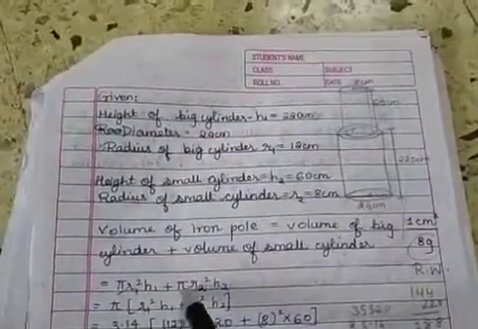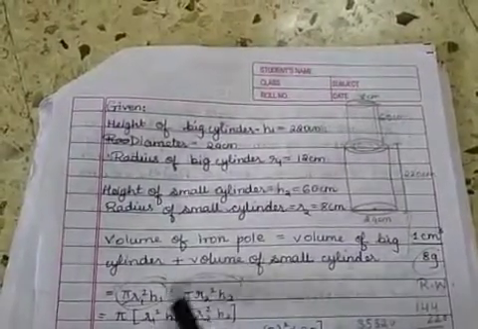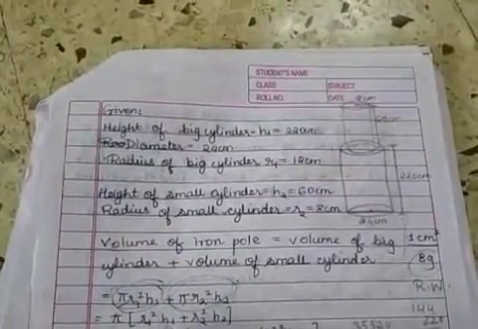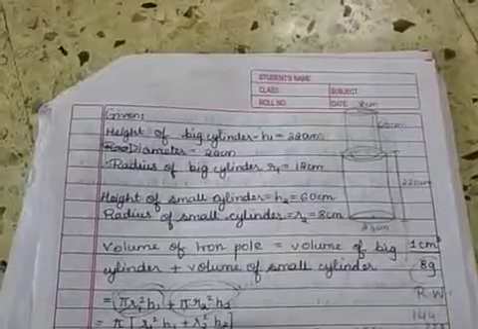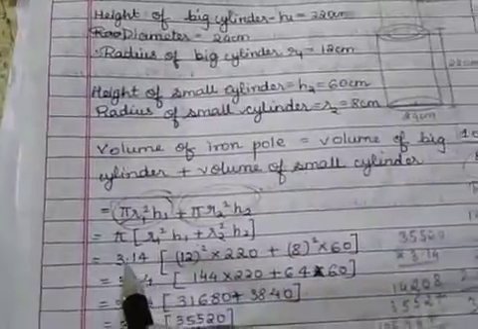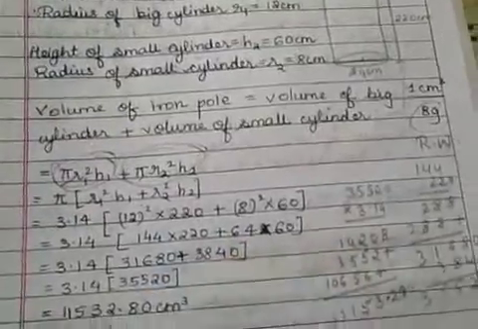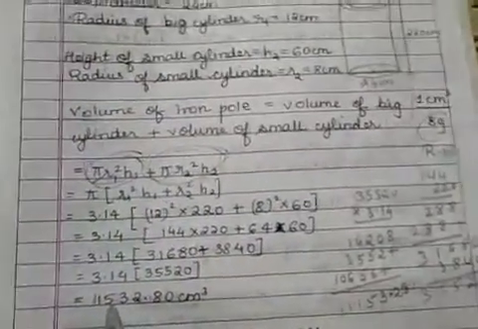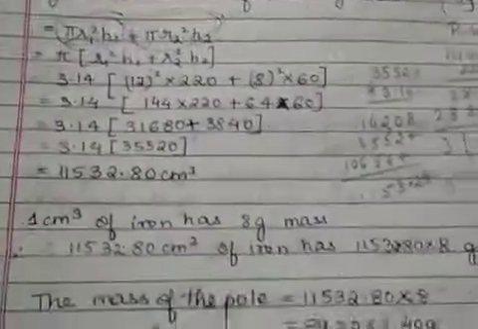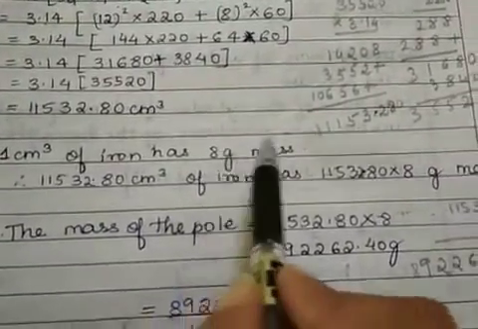Now you can take pi common from both these terms. So pi is common. What remains here is r1 square h1 plus r2 square h2. It is given that you have to take pi as 3.14. So take 3.14, substitute all the values, evaluate, and you get the volume of the iron pole is 11532.80 centimeter cube. Now it is given that 1 centimeter cube of iron has how much mass? It has 8 grams of mass.